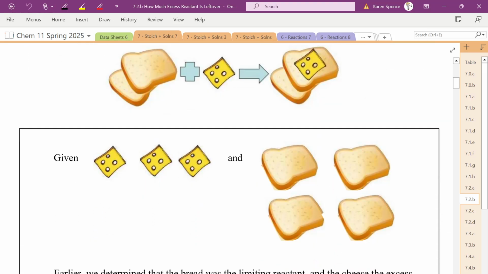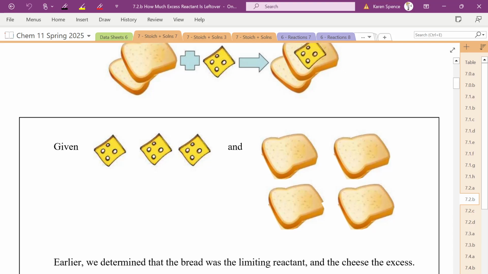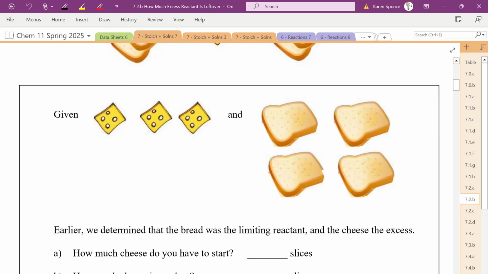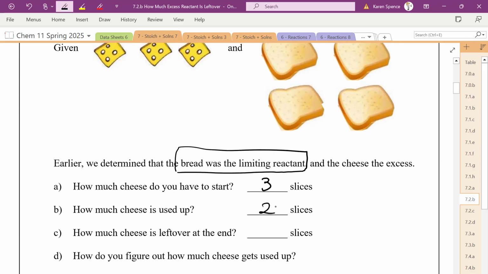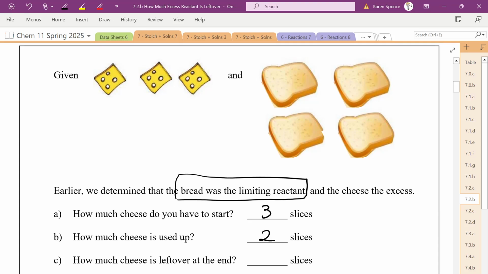And if we are given 3 slices of cheese and 4 slices of bread, earlier on, we decided that the bread was the limiting reactant. That's what we did earlier. And the cheese was in excess. How much cheese do we have to start with? We have 3 slices of cheese. How much cheese gets used up making these sandwiches? 2 slices.